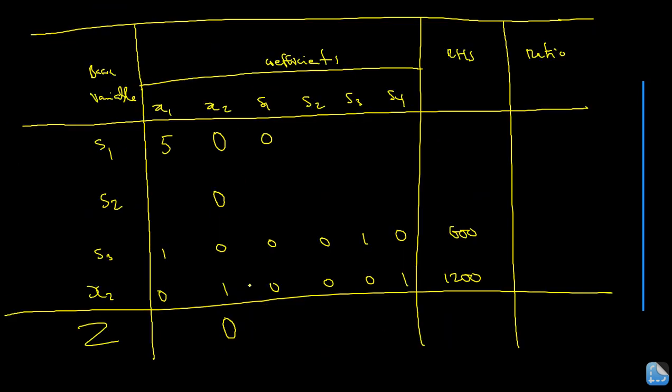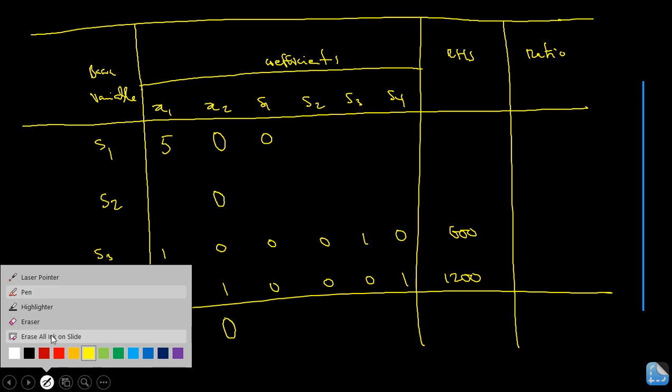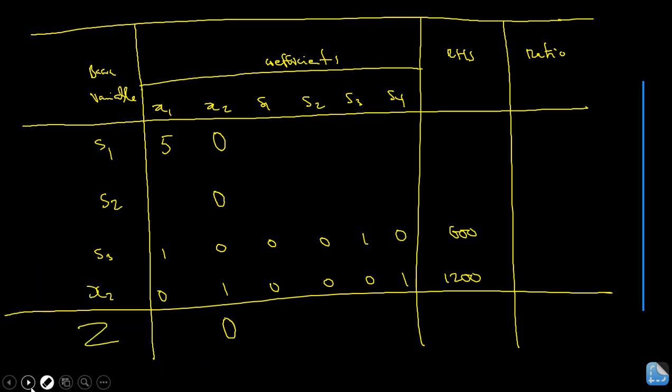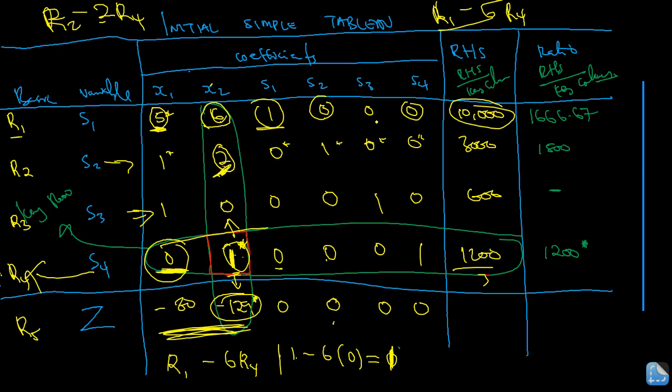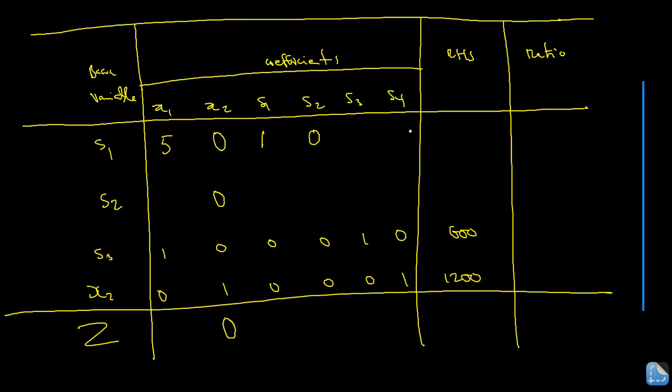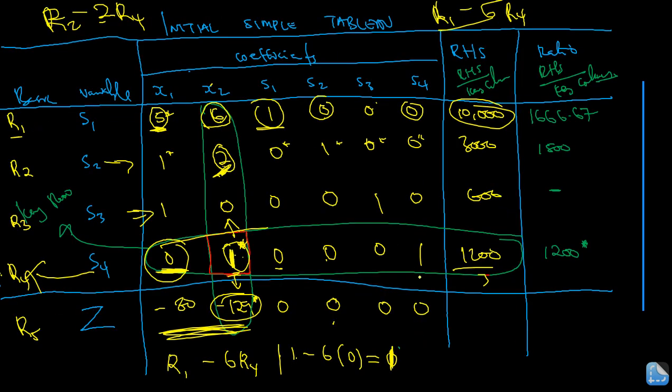So let me quickly correct this. So this is a 1. Apologies for that. And then here we said we have a 0. And then S3. So where is our S? So this is our S3. So we have 0 minus 6 times 0. So 0. Then for our S4, we have a 1 here.